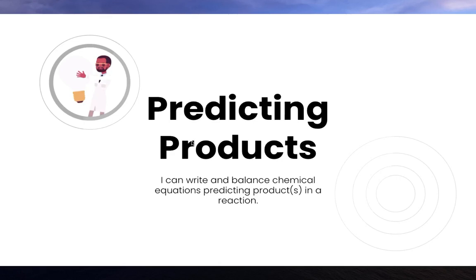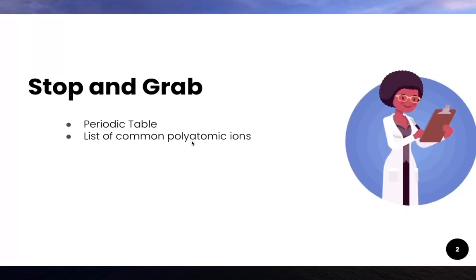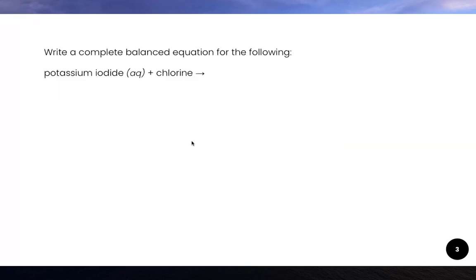Hello, chemistry students. Today we are going to talk about predicting products. So in order for you to keep up with this video, you are going to have to stop and grab your periodic table and your list of common polyatomic ions.